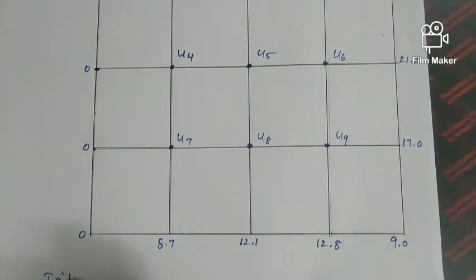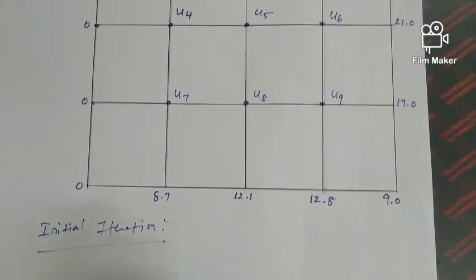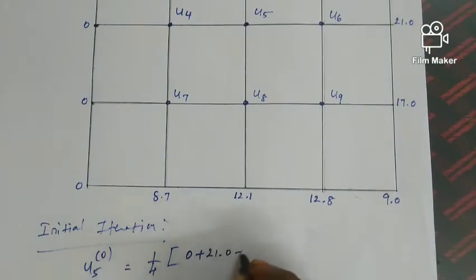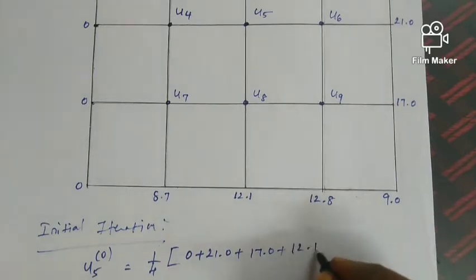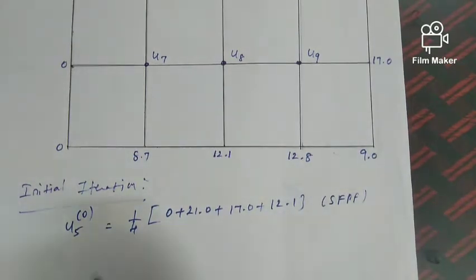Okay, so initial iteration: u5 of 0. We are denoting the initial iteration by the notation 0, that is u5 of 0. What is the result? Standard 5-point result, 1 by 4 into... the left value is 0 and the right value is 21.0, as given in the question, and then the above value is 17 and the below value is 12.1. If you want, you can write standard 5-point formula in brackets. Using a calculator, we get the value of u5 as 12.5.